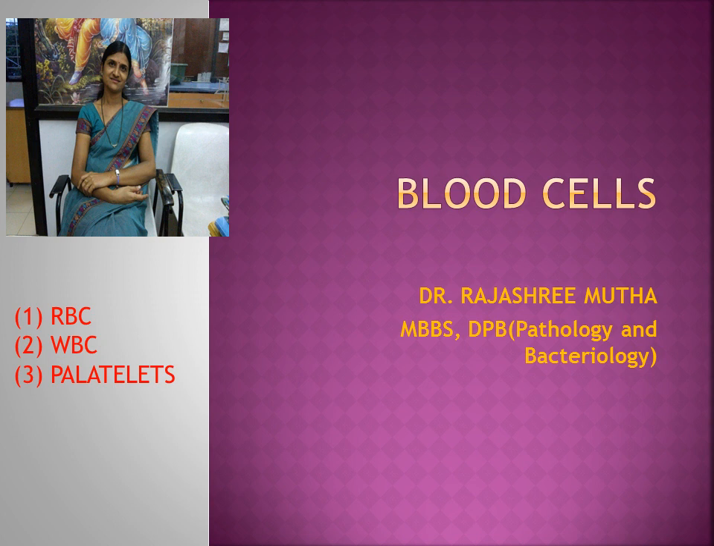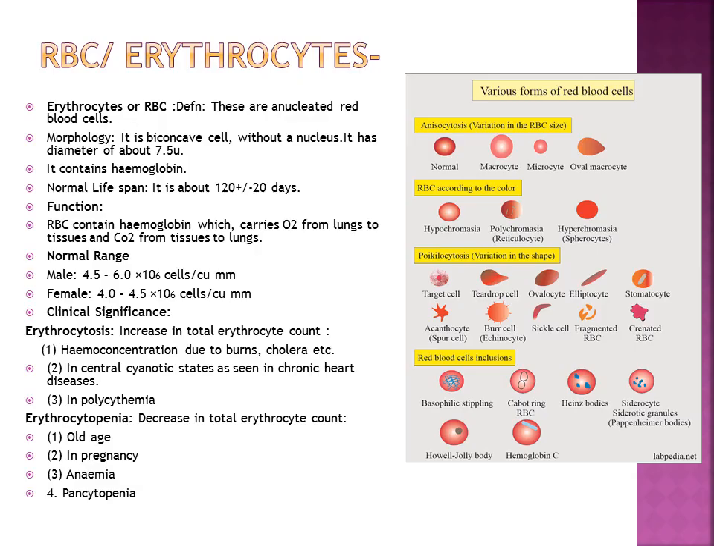Hello students, let's study about blood cells, that is RBCs, WBCs and platelets. RBC, also called as erythrocytes, that is red blood cells. They are anucleated biconcave cells, and normally in male they are 4.5 to 6 million cells, and in female 4 to 4.5 million cells per cubic millimeter.